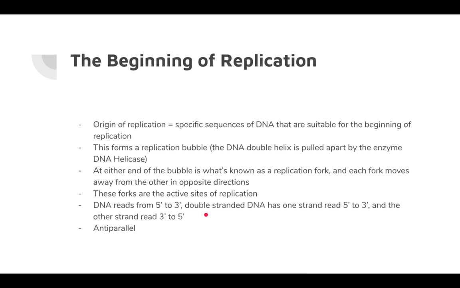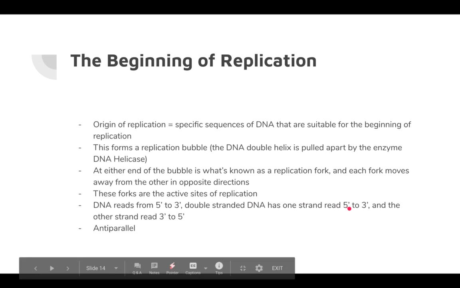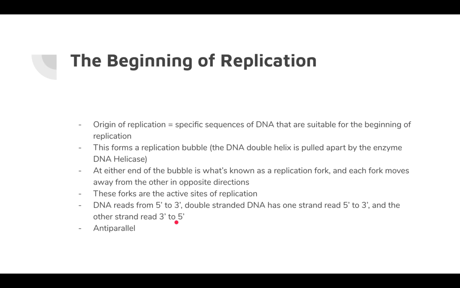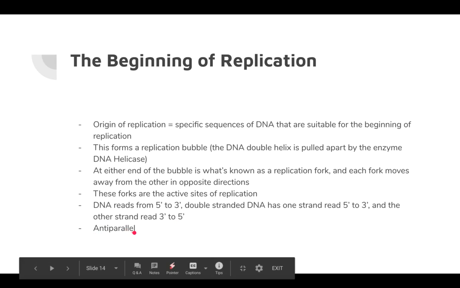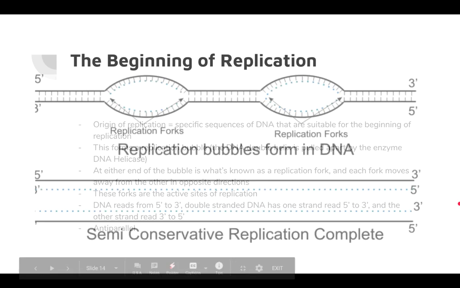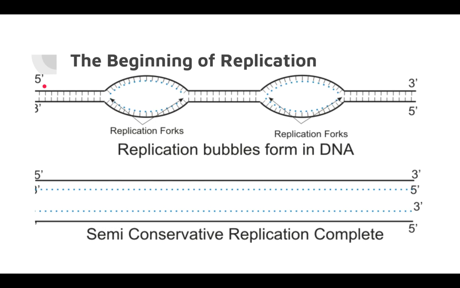Now, DNA is going to read from 5' to 3', normally. And double-stranded DNA has one strand that does that, 5' to 3' left to right. And the other strand is actually going to read 3' to 5' left to right. Another way of saying that is 5' to 3' right to left. It means the same thing, but in essence, it's all anti-parallel. DNA is anti-parallel. Now, this image is something I found on the internet. I thought it was very simple and very easy to understand.